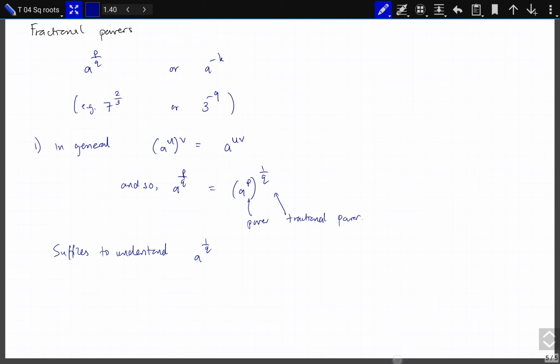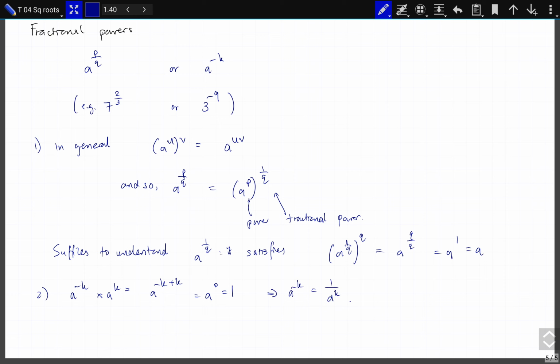A to the 1 over q satisfies, and so it's the inverse power to taking to the qth power. And number 2, similar to a to the minus k, is the inverse power to a to the k. We're done.